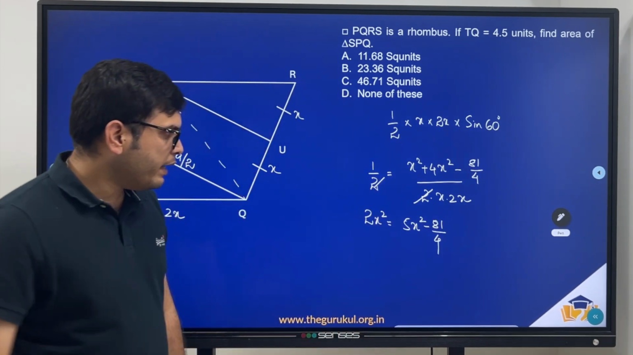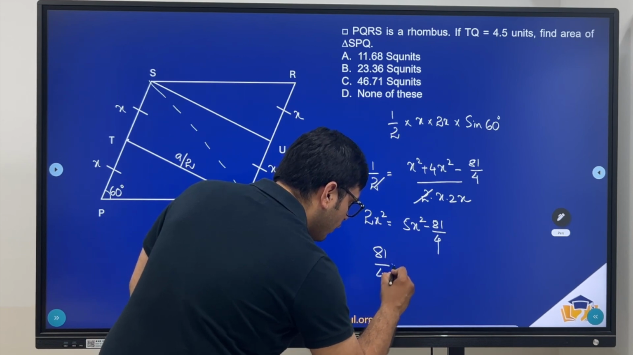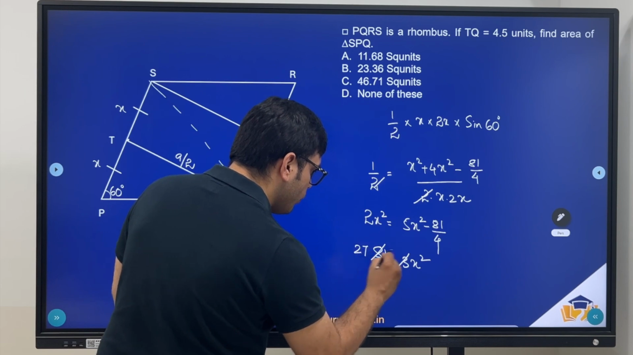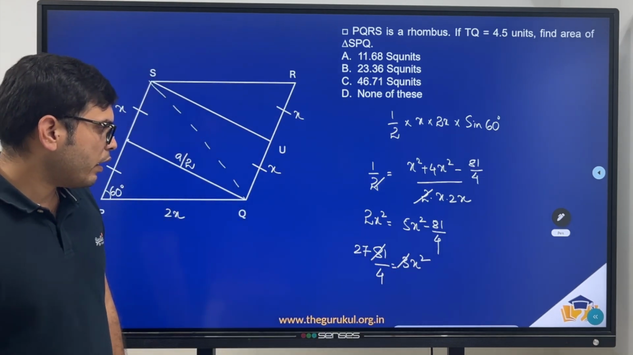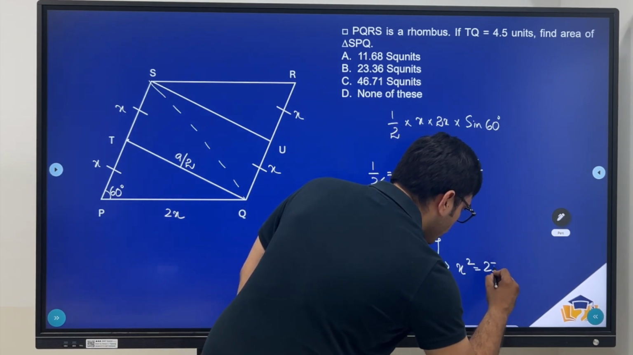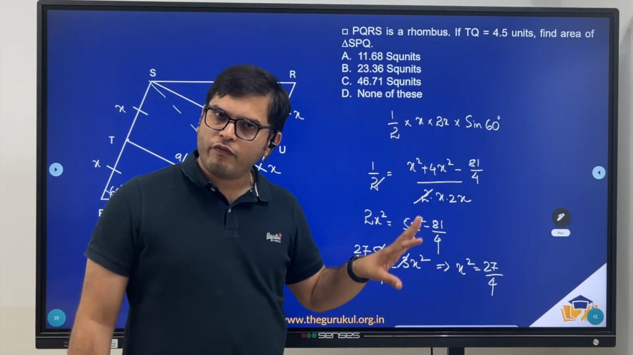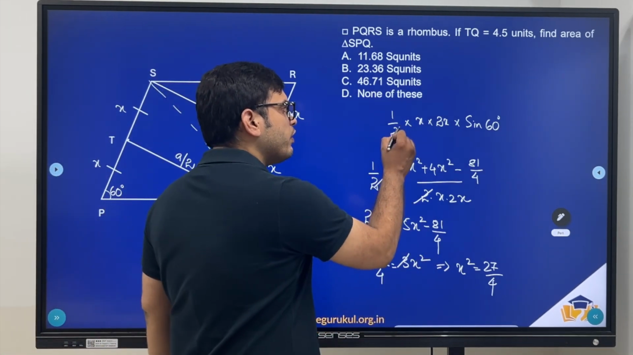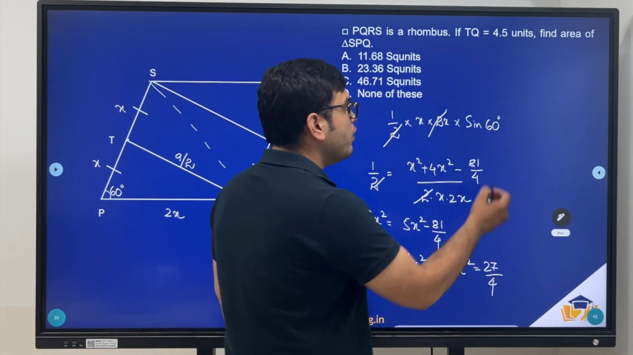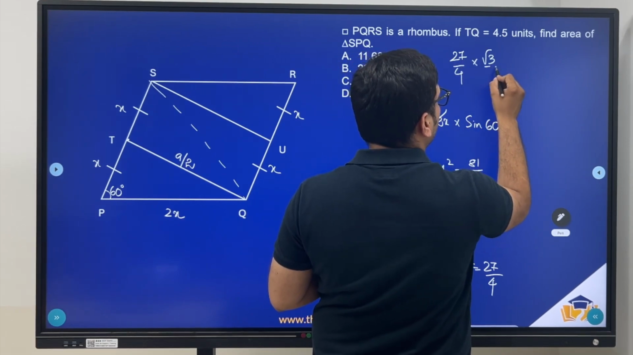Now bringing 81 by 4 to the left hand side, that would become plus 81 by 4 is equal to 3x square, 27, right? So x square is equal to 27 by 4. Now let's keep the value of x square, because after cancelling these two, we are left with x into x square into sine 60. That would be 27 by 4 into root 3 by 2.